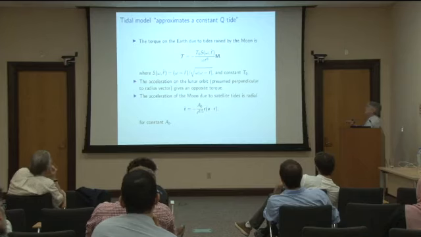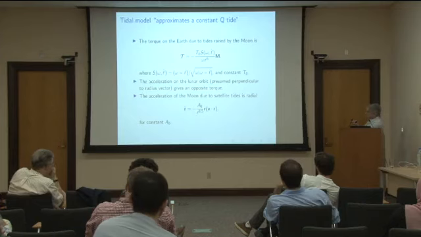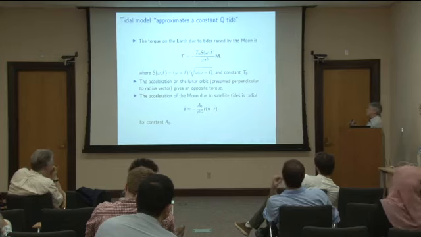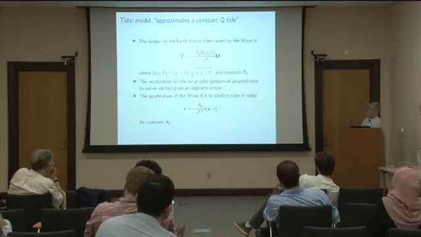The acceleration on the Moon was presumed perpendicular to the radius, and you saw in the Mignard tidal torque that that's not generally the case for a tidal model. And then the acceleration of the Moon due to satellite tides is purely radial, and the purpose of this is to damp the eccentricity. But this is also not generally true of tidal models.